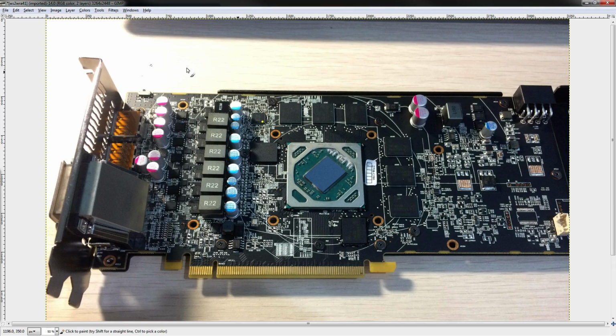Hey guys, Buildzoid here, and today we're going to be taking a look at yet another RX480 PCB. Today, the RX480 Red Devil from Powercolor.